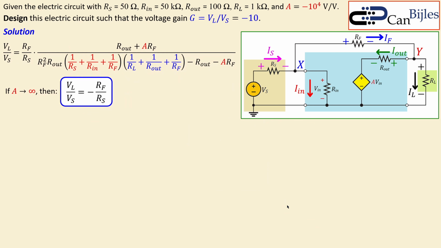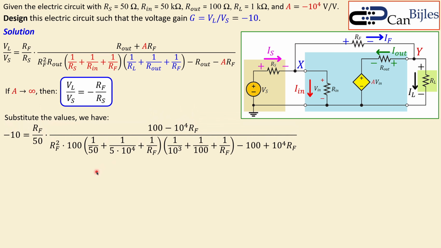And let's do that. If I now substitute the values, these are the values, so we can now prove what's happening. This is the minus 10, that's the left side. This is RF over 50, so RF is the unknown. That's sort of the X or unknown value in our equation. That is 100 plus minus 10,000, so A is a negative value, so minus 10,000 RF, over, now RF squared, Rout is again 100 over, and this is 1 over 50, 1 over 50,000, so 50 kilo ohms, 1 over RF still unknown, and the rest of the values also from the given here. What you get is then the following.